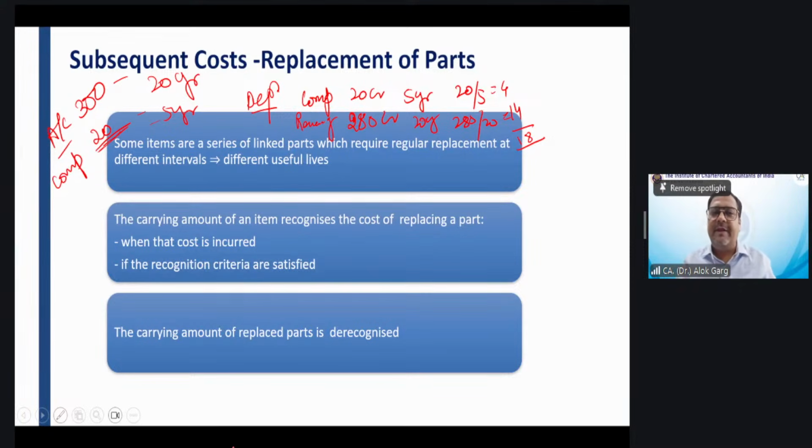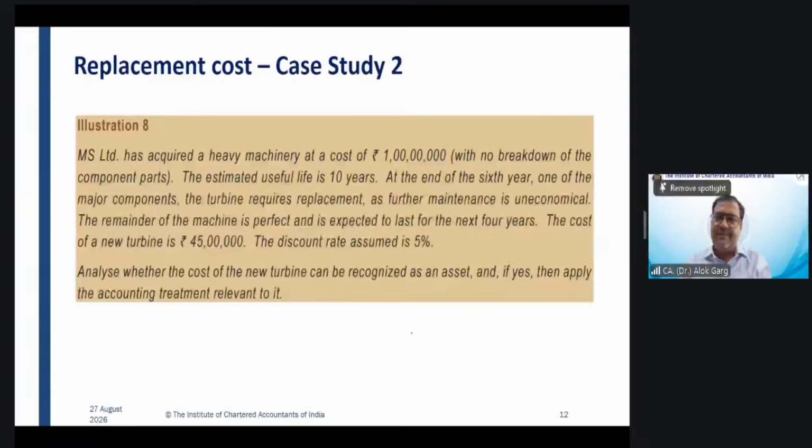Yes? So some items are a series of linked parts which require regular replacement at different intervals for different useful lives. The carrying amount of an item recognizes the cost of replacing a part when that cost is incurred if the recognition criteria are satisfied. The carrying amount of the replaced part is derecognized. Okay, derecognized. Have you understood this concept? Yes.